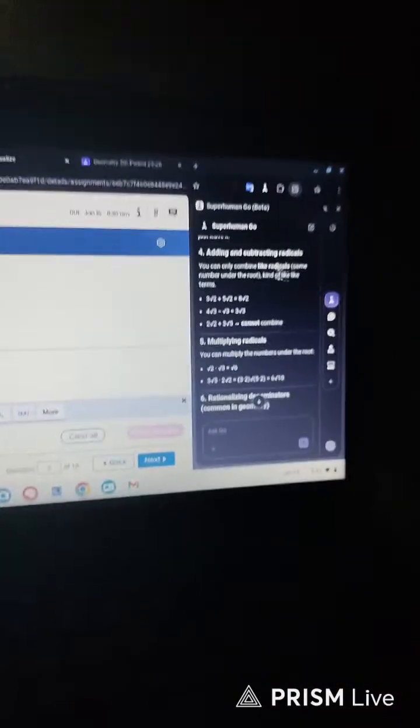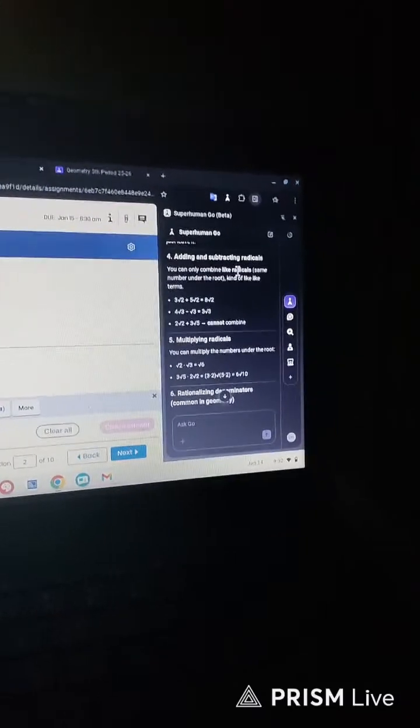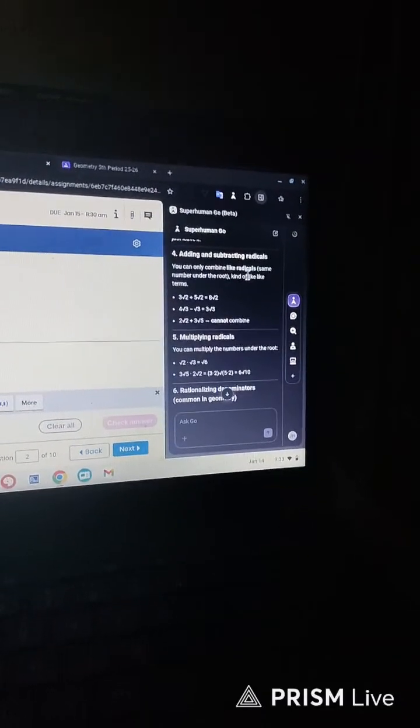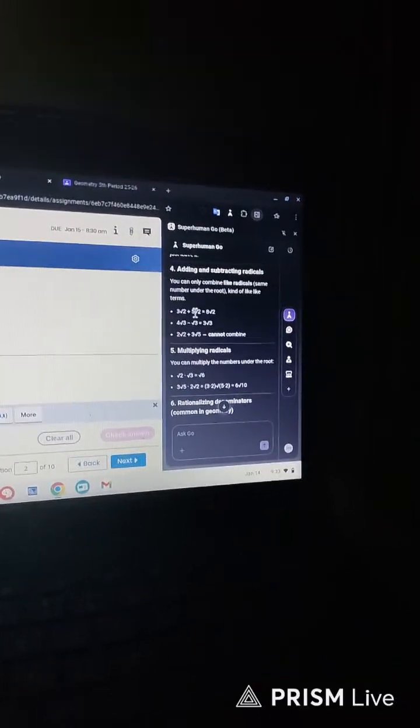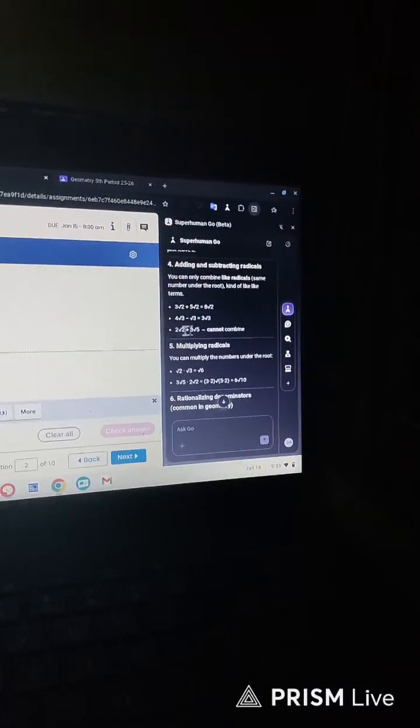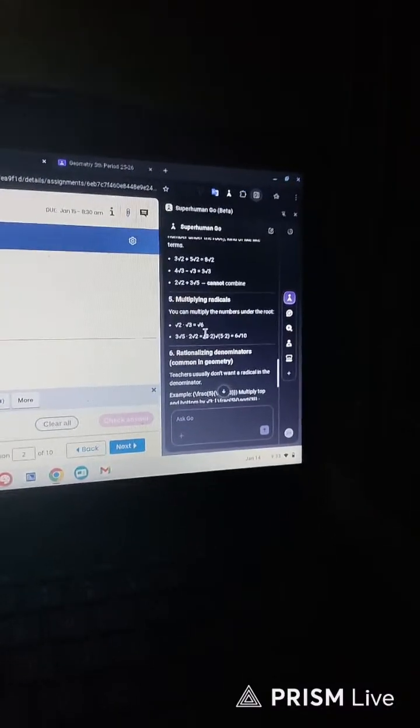Kind of like terms. Wow. Kind of like terms. Yeah, I think Grammarly started. I don't know how to do this though. This confuses me. You can only combine like radicals, same number. Kind of like terms. This is only making me even more confused.